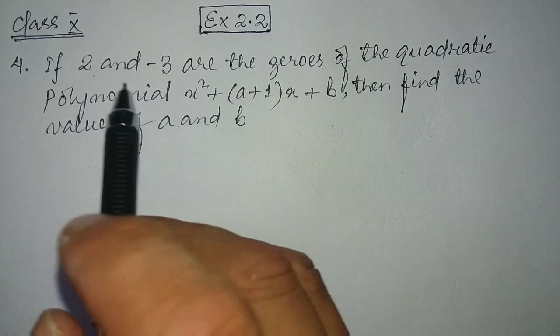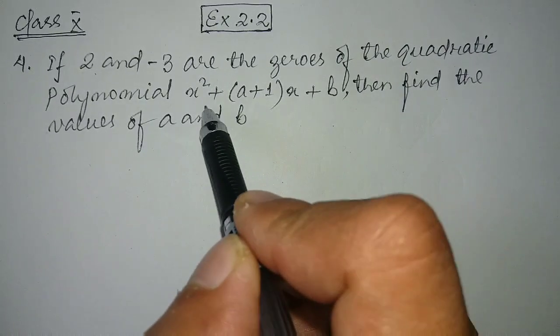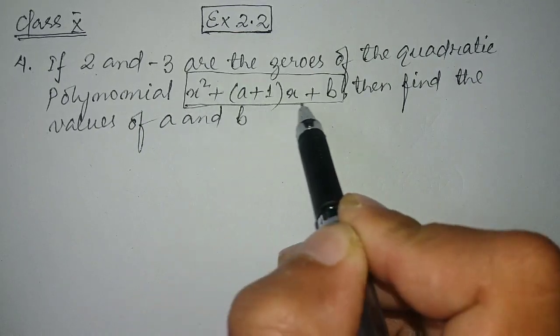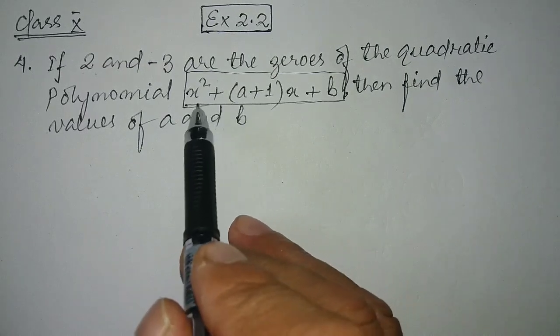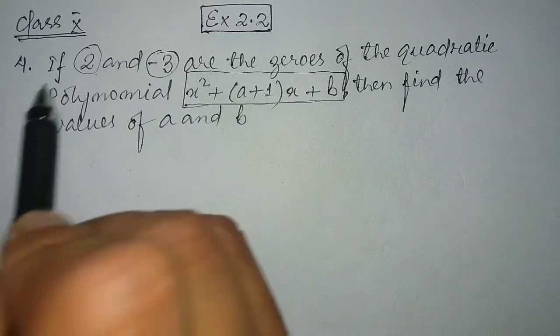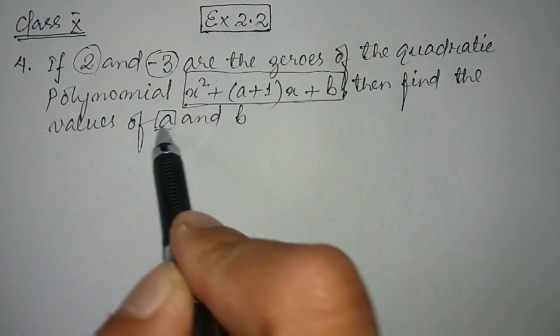We are moving on to the next question, that is question number 4. Here in this question we are given a quadratic polynomial. This is our quadratic polynomial, and also its two zeros are given, that is 1 and minus 3. And what we are supposed to do here is to find the values of a and b.